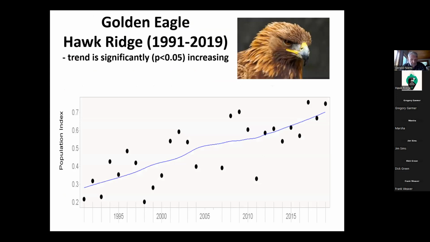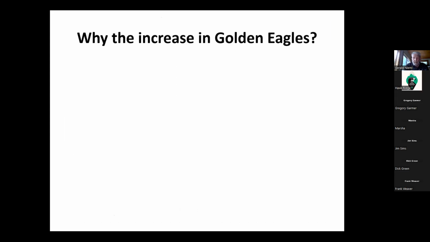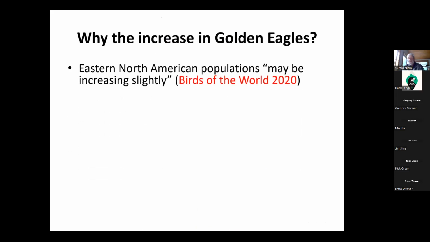So golden eagle is another one that we count rather well at Hawk Ridge. Again, this has shown also a large, significant population increase from the Hawk Ridge data. Now, this is not the species that nests in Minnesota, but the question might be, so why the increase in golden eagles? One of the things is that the golden eagle is much more common in the Western United States and the Western regions and mountainous regions, but also there is an Eastern North American population east of Hudson Bay.